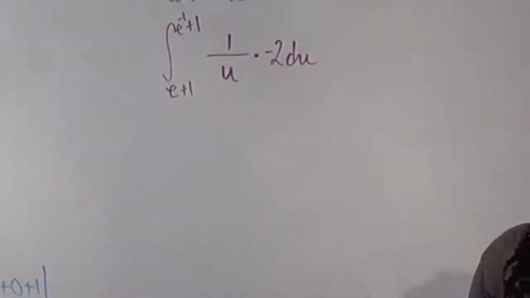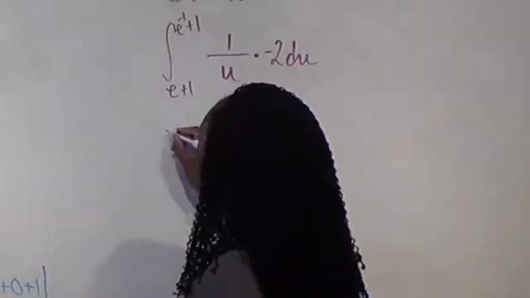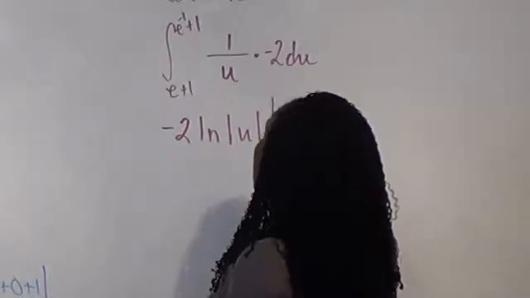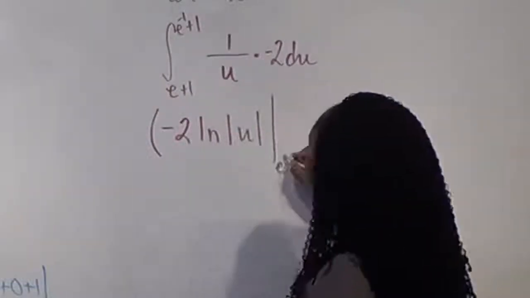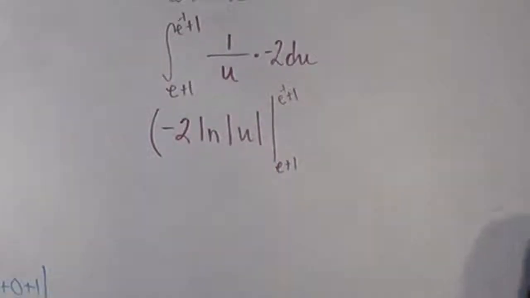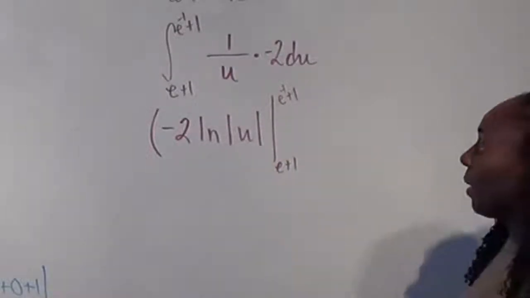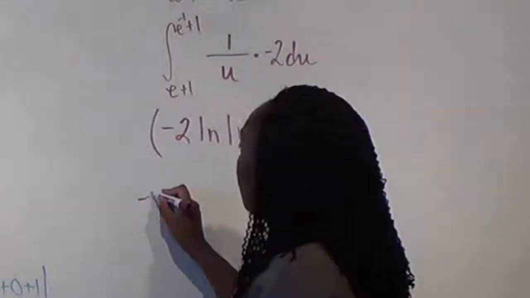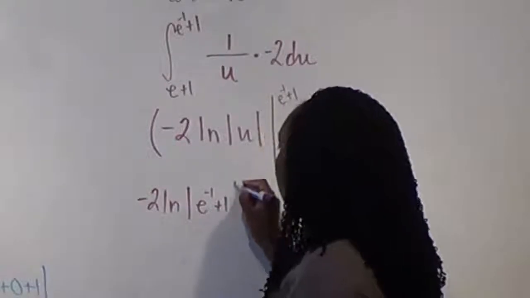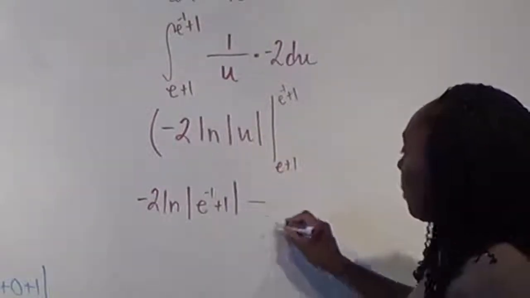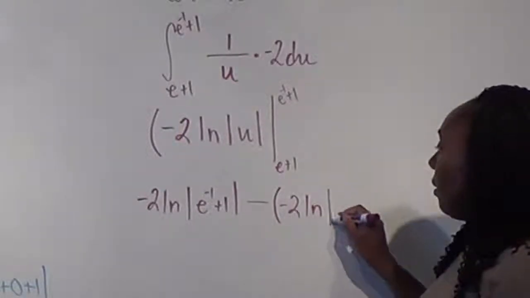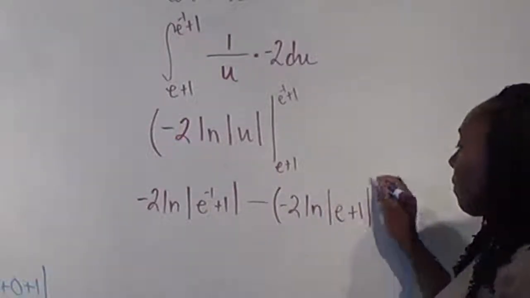So I'll pull that negative 2 out front, take my antiderivative, and I'm going to evaluate that at my limits. Okay. So at my upper limit, negative 2 natural log e to the negative 1 plus 1, minus at the lower limit, negative 2 natural log e plus 1.